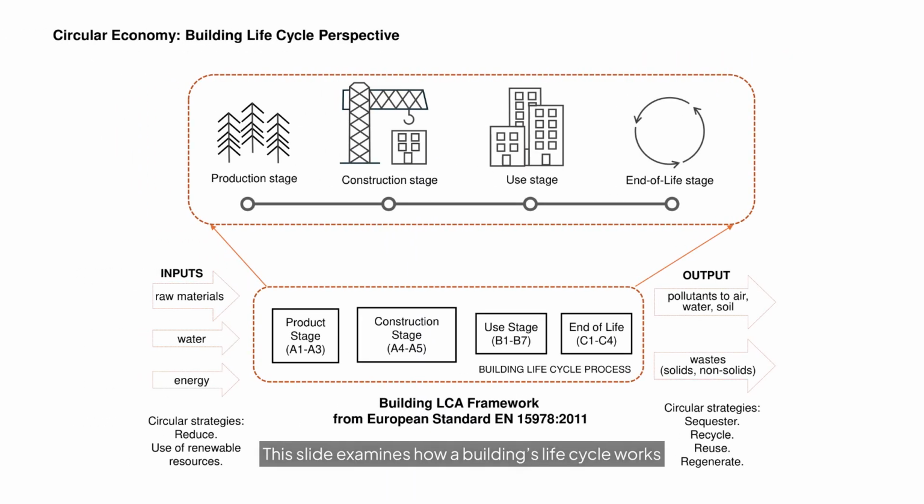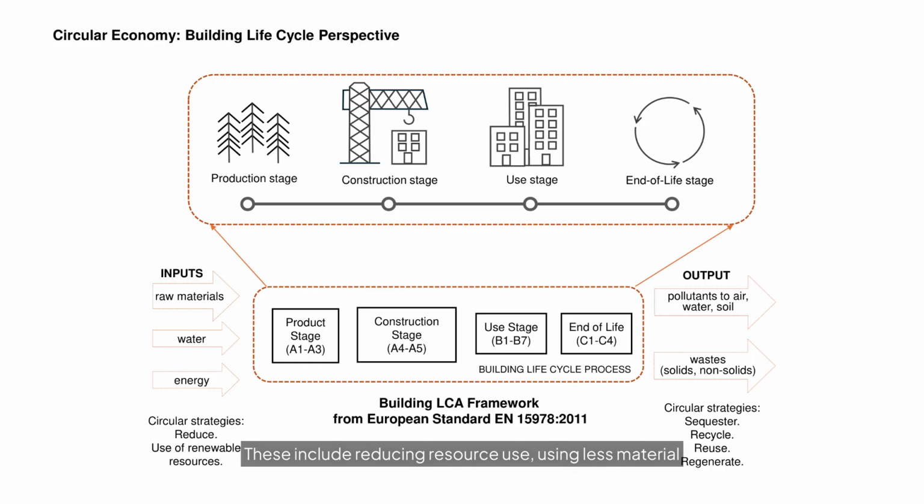This slide examines how a building's life cycle works in a traditional linear model. On the input side, in the building process, we consume raw materials, energy, and water. On the output side, the building produces pollution to air, water, and soil, as well as waste materials including solid waste and liquid effluents. The slide explicitly labels these stages as inputs, building life cycle process, output, illustrating the one-way flow of resources. We take resources in, use them through the building's life, and then dispose waste and emissions into the environment. To counter this, several circular strategies can be applied throughout the building life cycle.